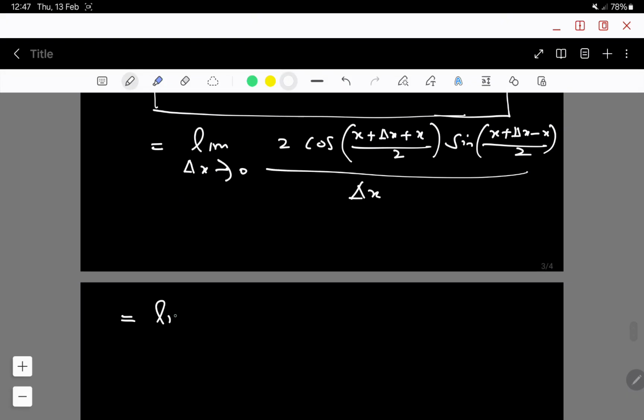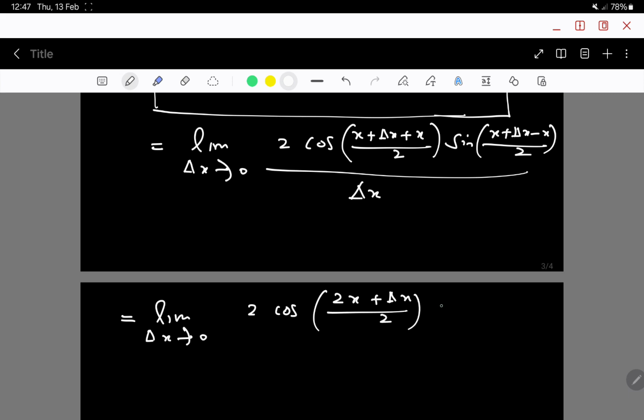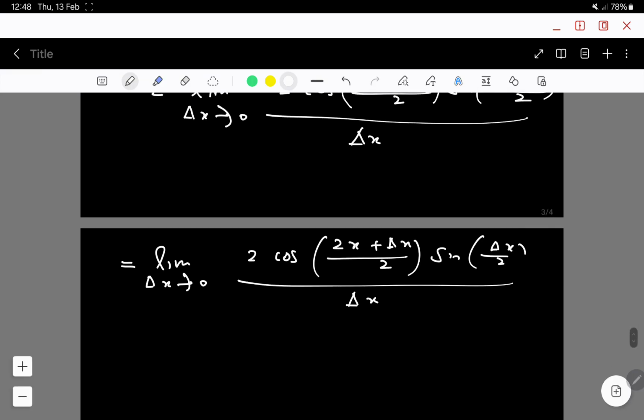So limit delta x tends to 0. And now write 2 cos of (x plus x) by 2, that is 2x plus delta x by 2, and the x cancels. So delta x by 2 divided by delta x. In the next step, I bring this 2 to the bottom.